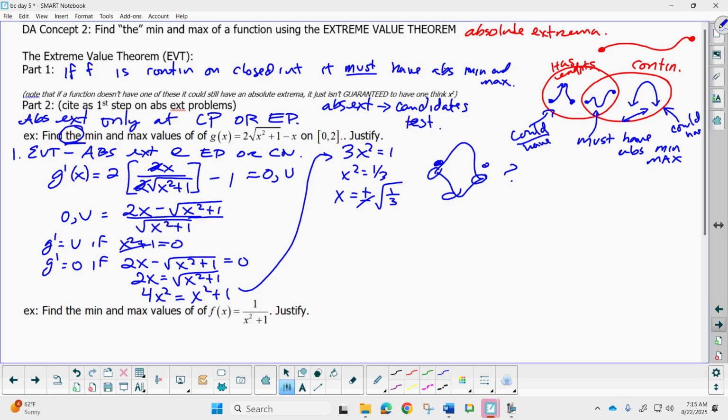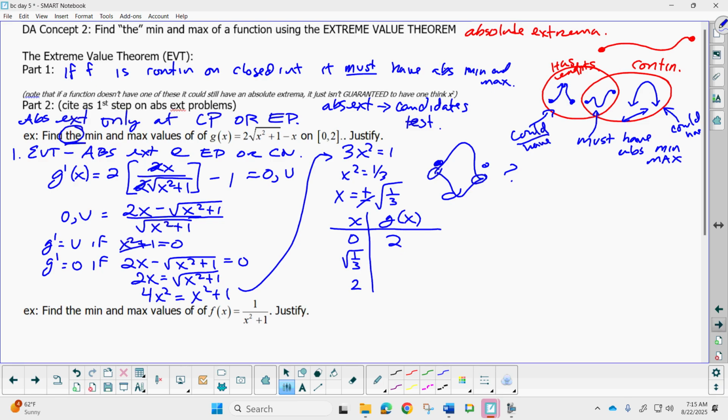Well, I need to find the y values and compare to see which of the candidates has the greatest value and the least value. I structure my table this way. That doesn't have to be the way you do it, but I'm looking at the y values for each of the 3 candidates: 0, root 1/3, and 2. I'm plugging into g. I want y values on the original function, not the derivative. And here I go. If I plug 0 into the original function, I get 2, I believe. If I did that right, check me on that.